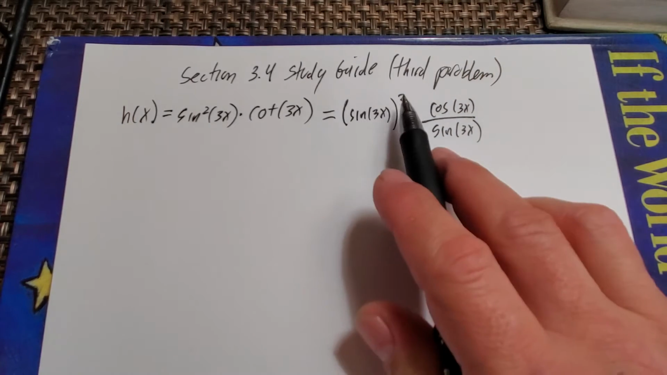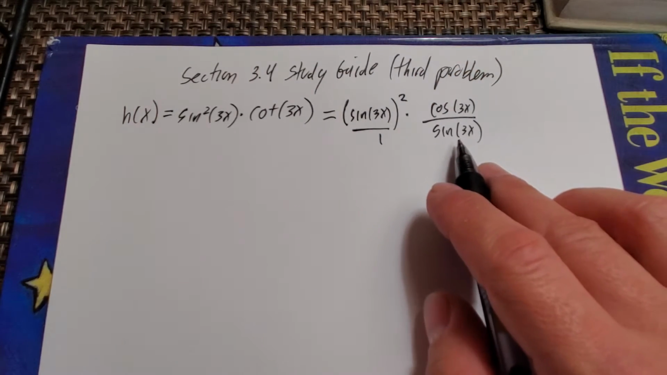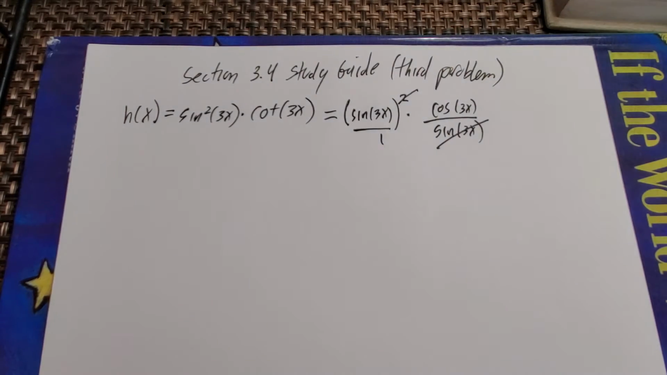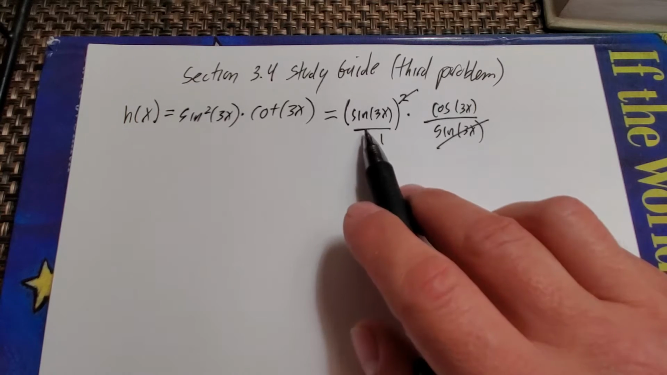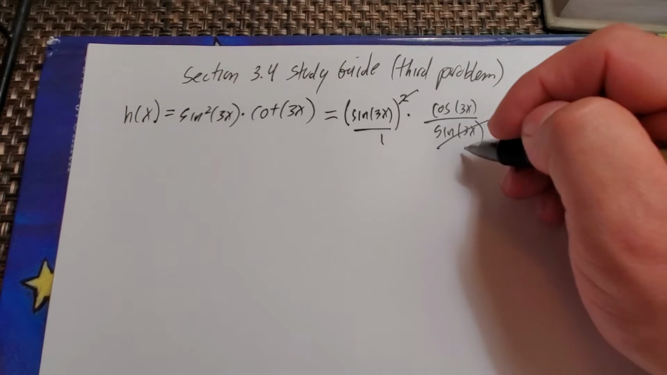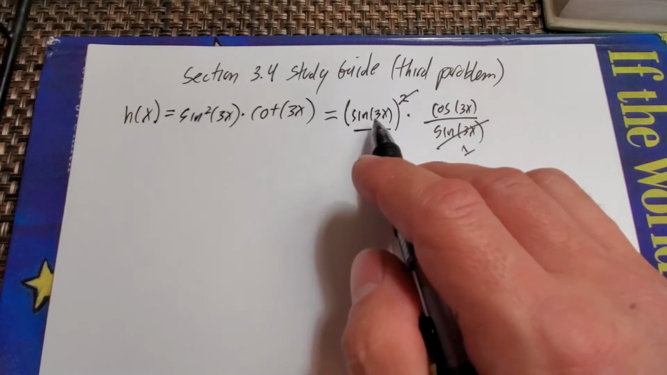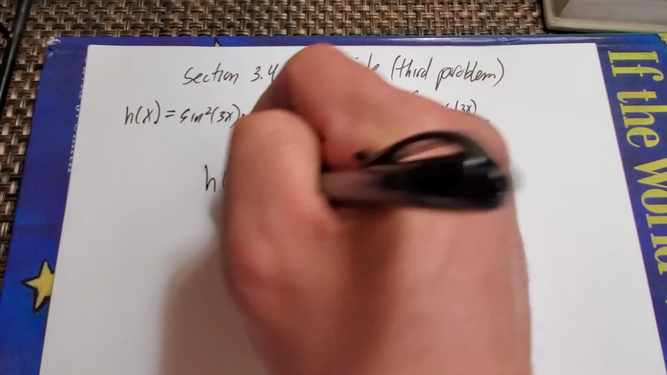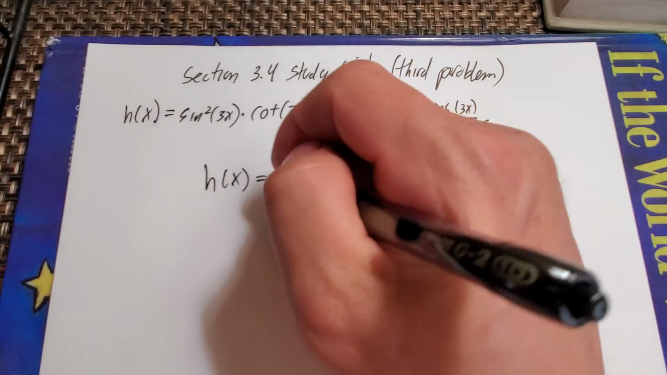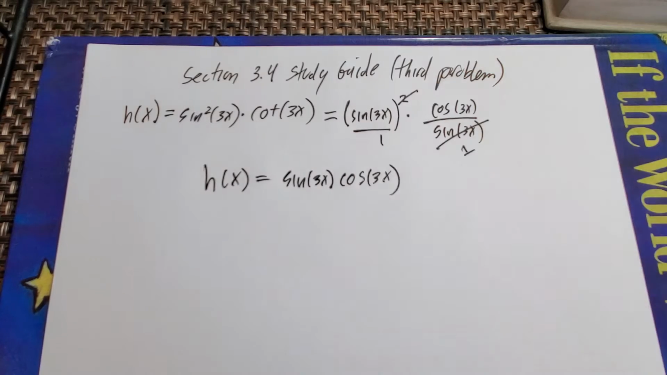Notice here we have a sine 3x squared in essentially the numerator position and a sine 3x in the denominator position. So we're going to go ahead and cancel some things out here. Essentially what we're doing is dividing each of these by sine 3x. Sine of 3x divided by itself is 1. Sine 3x squared divided by sine 3x is just sine 3x. So let's put that back together, and we see that this function, h of x, is really just sine 3x times cosine 3x.